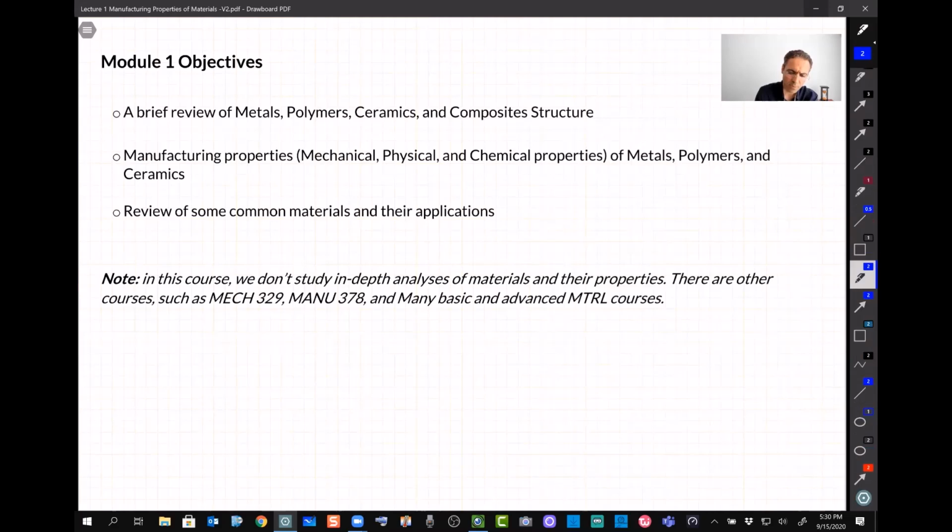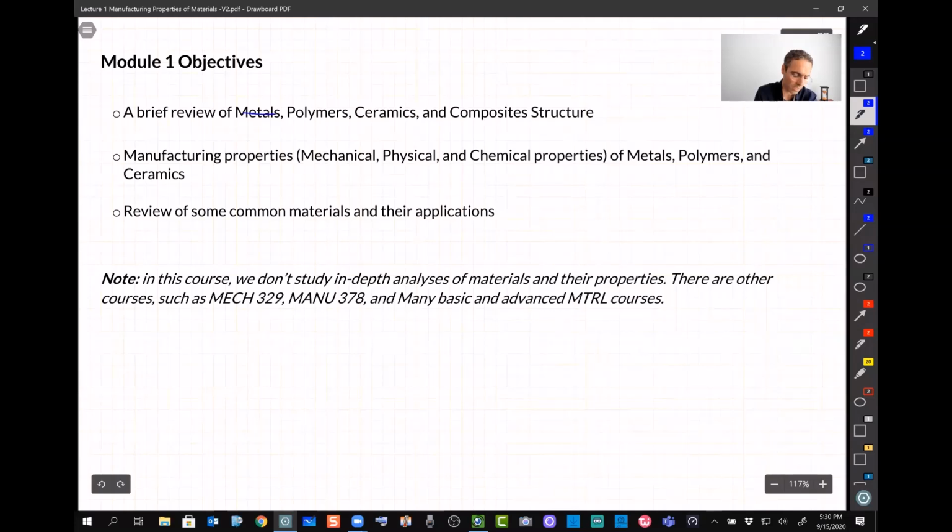So we will do a quick review of 4 types of material: metals, polymers, ceramics, and the composite structures. We basically look at their mechanical, physical, and chemical properties for these 4 types. And also some applications, again, as a reference for you, maybe either in your capstone project, in other courses, or in the future when you decide to manufacture something. But again, we're not going to go into in-depth analysis.